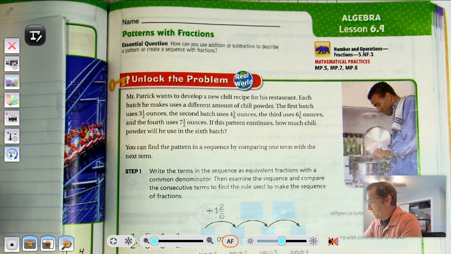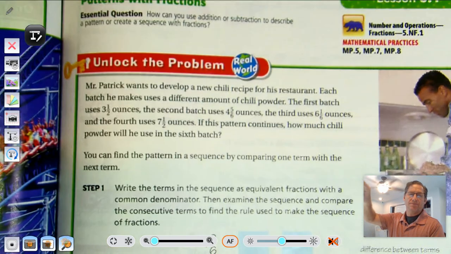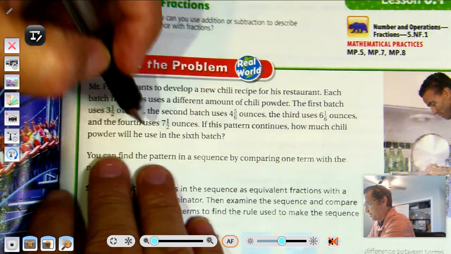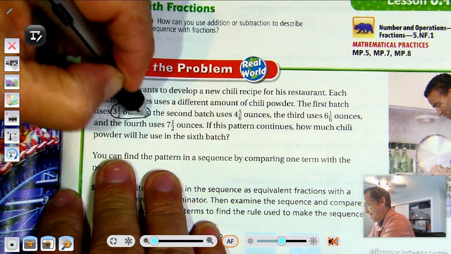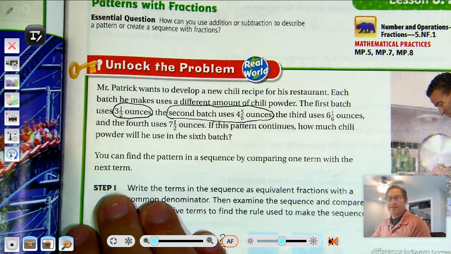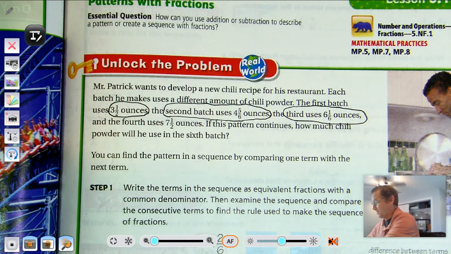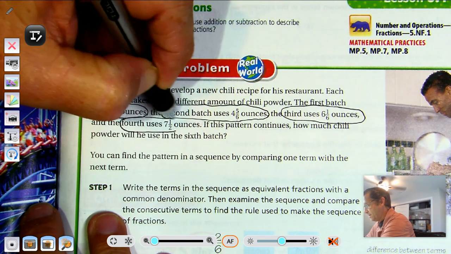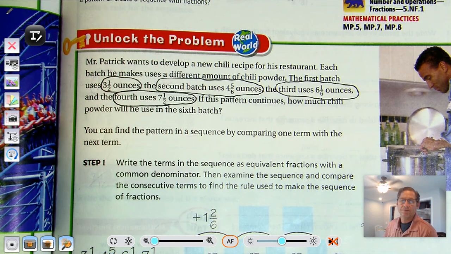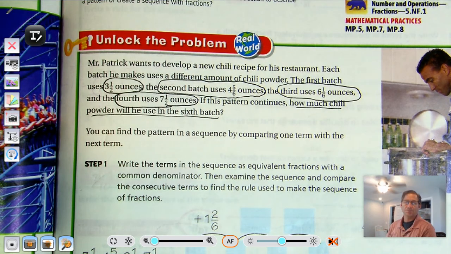All right, so Mr. Patrick wants to develop a new chili recipe for his restaurant. Each batch he makes uses a different amount of chili powder. The first batch uses 3.5 ounces. The second uses 4 5/6 ounces. And the third uses 6 1/6 ounces. And the fourth uses 7.5 ounces. If this pattern continues, how much chili powder will he use in the sixth batch?